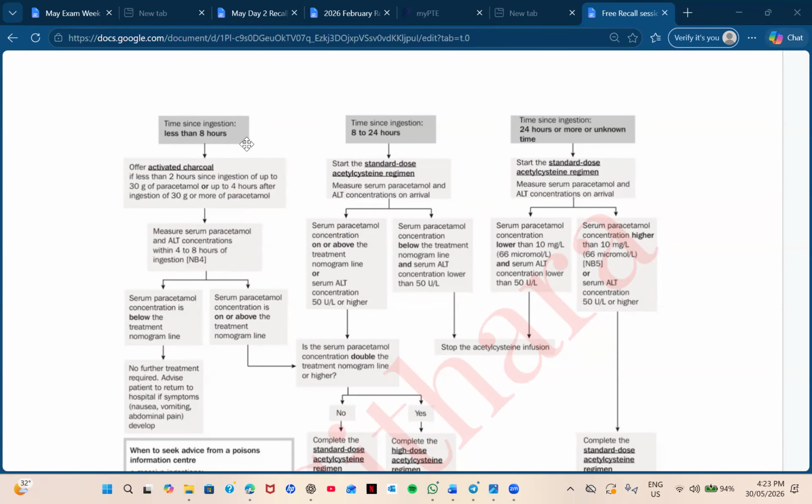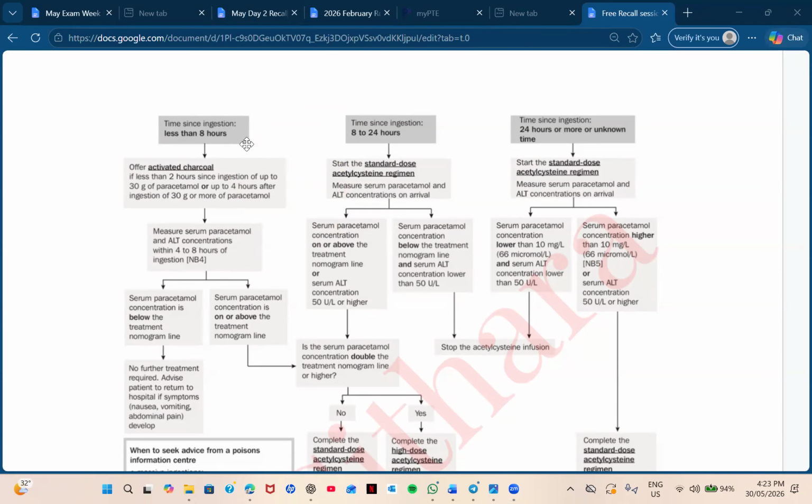Here usually we have to first check the serum paracetamol level because the time is less than 8 hours. It's between 4 to 8 hours. So you need to check the serum paracetamol level. Only after that can we decide whether this patient needs NAC or not.